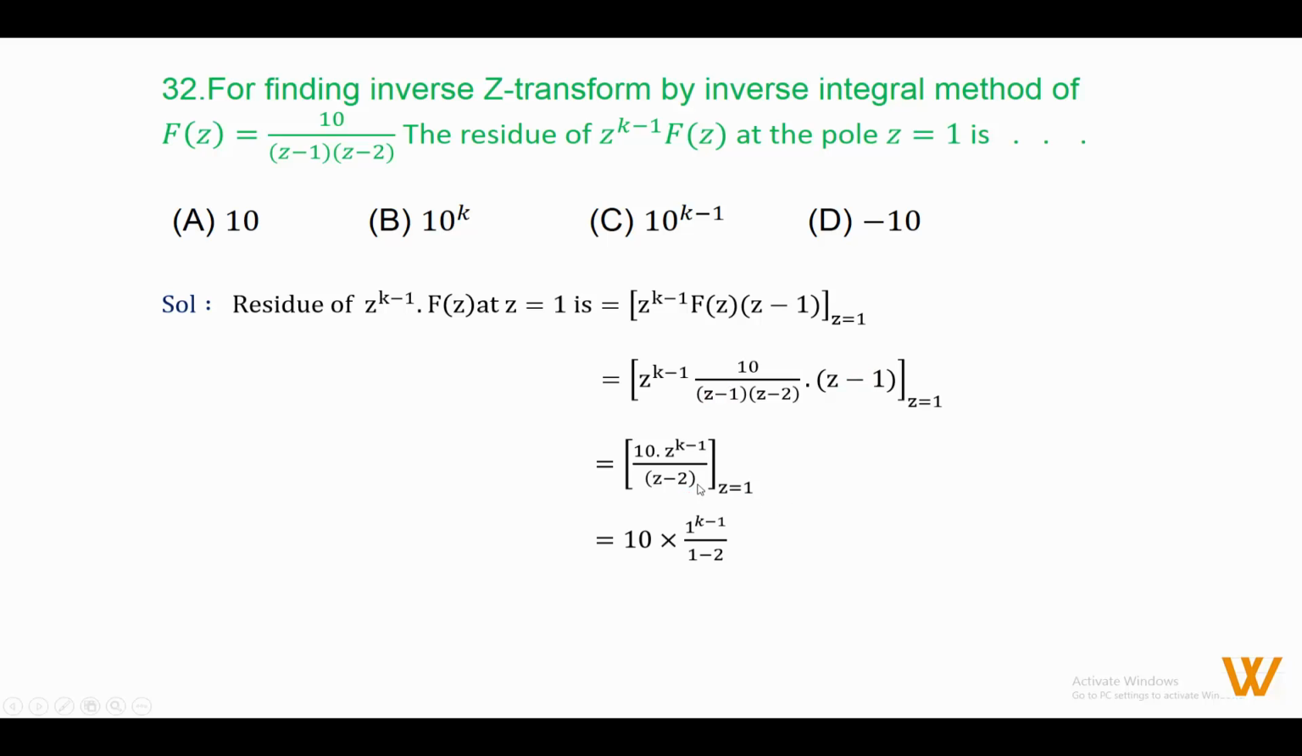Put the value of z as 1 here, so it is equal to 10 into 1 raised to k minus 1 upon 1 minus 2. Now 1 raised to any power is 1, so it is equal to 10 into 1 upon 1 minus 2, which is minus 1, so it is equal to minus 10. Means answer is D option, minus 10.